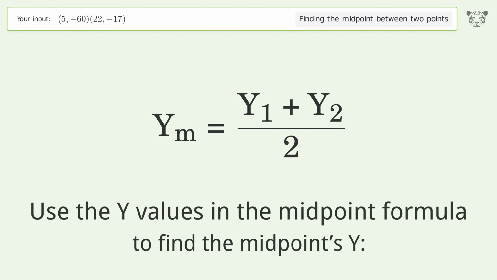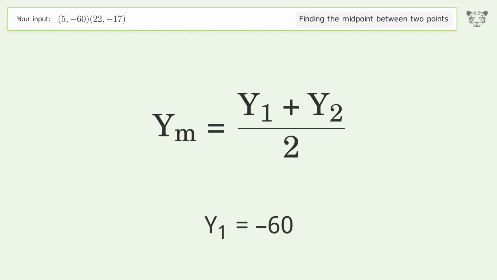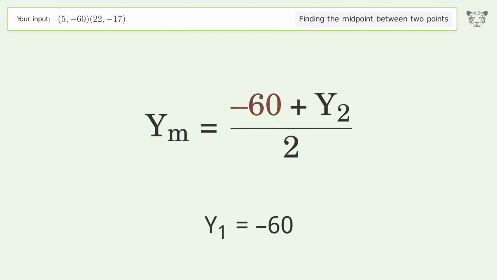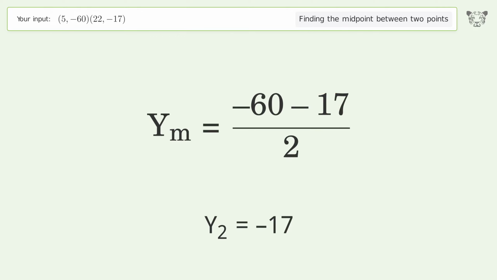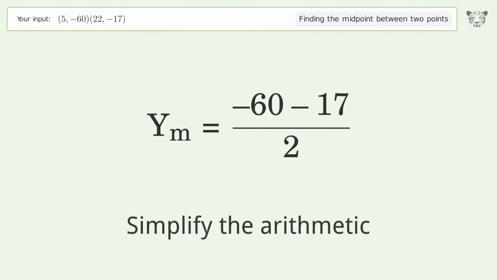Use the y values in the midpoint formula to find the midpoint's y. y1 equals negative 60. y2 equals negative 17. Simplify the arithmetic.